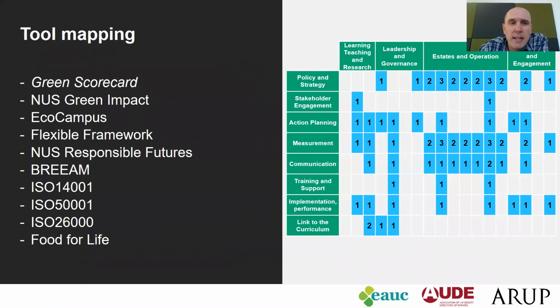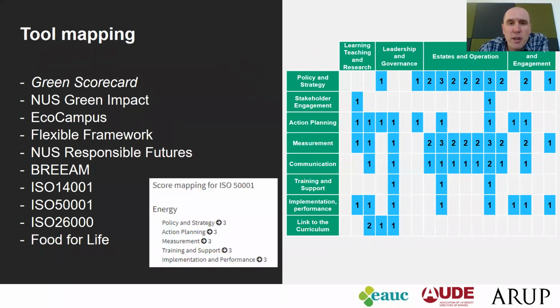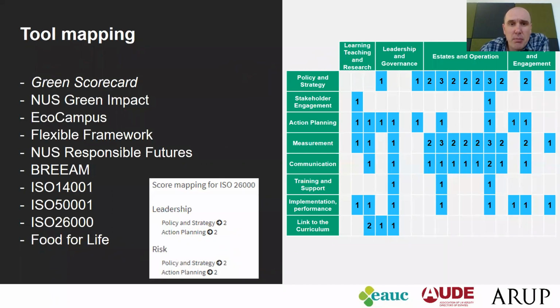But those other 8 or 9 tools are external ones. When you say that you are using one of those, then you get recommended scores. For example, if you're doing 50001, then it's mainly focused on energy, obviously, and they would recommend that you score 3 within policy and strategy. Recommended scores are very, very changeable, because not everybody applies these external tools and frameworks in the same way. Another example is if you were doing 26000, then you would score within the leadership framework area and also within the risk framework area.